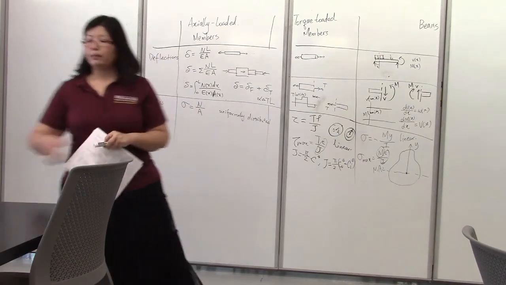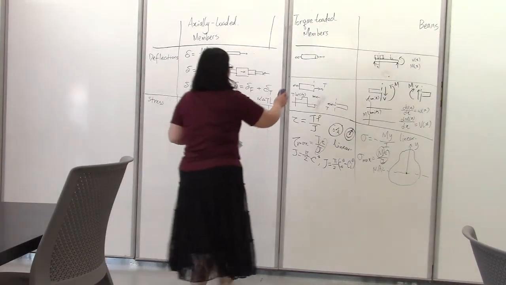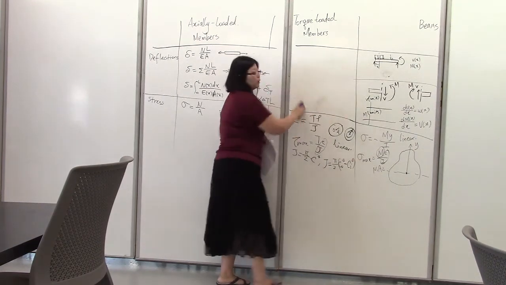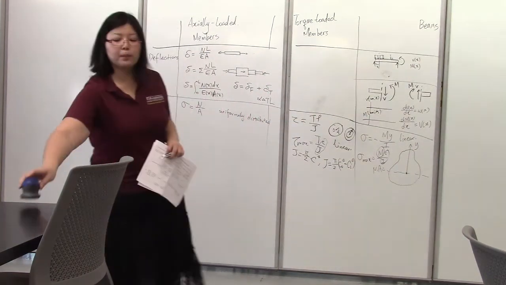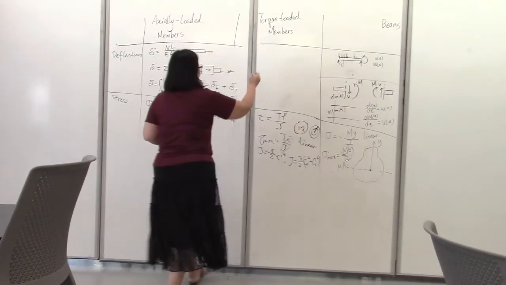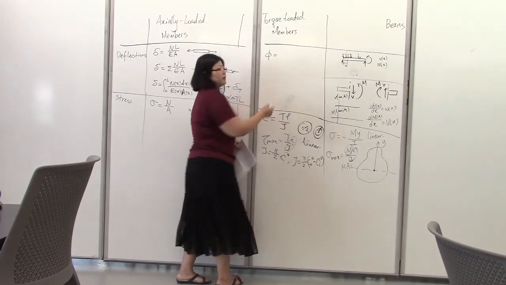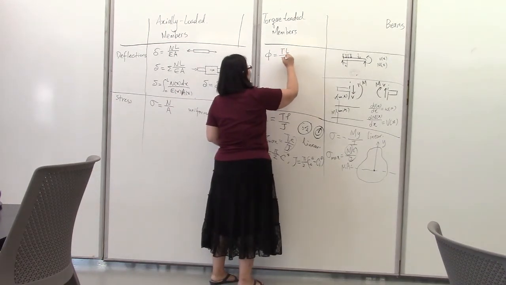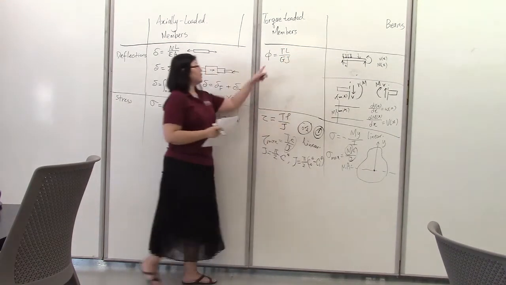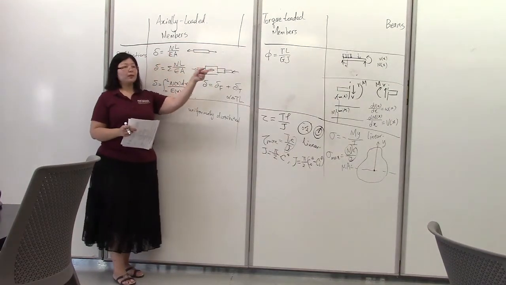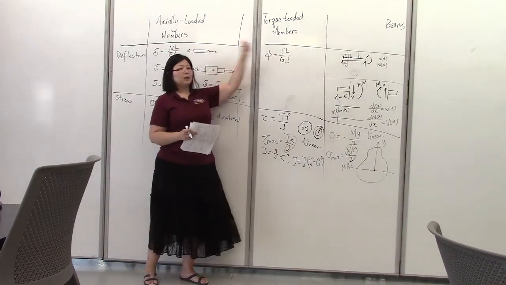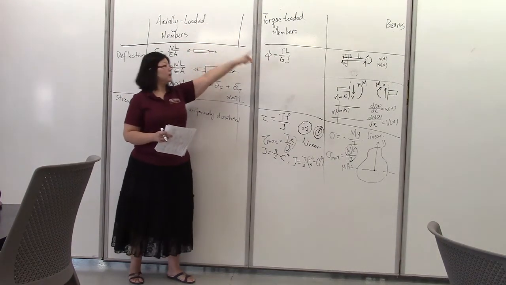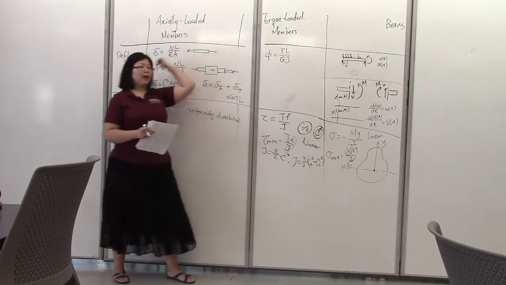For torque-loaded members, the deflection we consider is the angle of twist or rotation of a specific cross-section. So we have phi, which is an angle in radians. That is defined to be TL over GJ. Now these two are really analogous to each other. We have an internal load, T or N, length L, material property G or E, geometric property J or A.